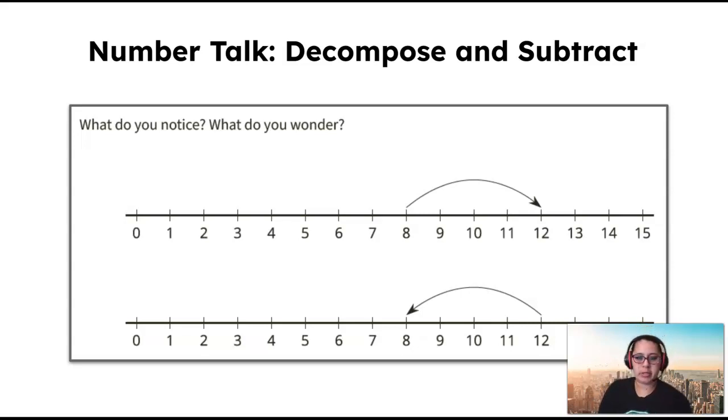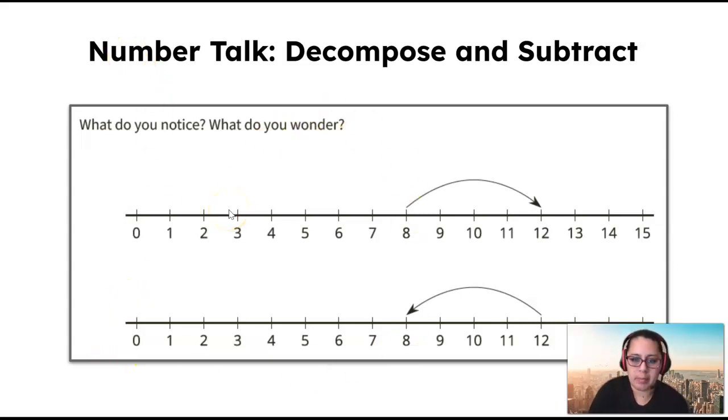Does anybody want to share their answer? Okay, Elena, you see one arrow going one way and the other arrow going the opposite way? Okay. Anybody else? Jackson. You see both number lines with an 8 and 12? Okay. Good.